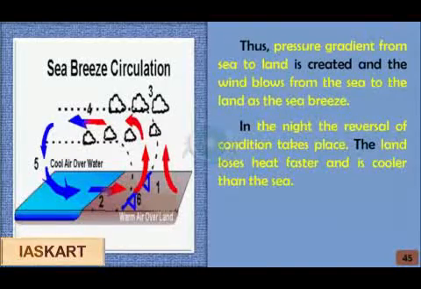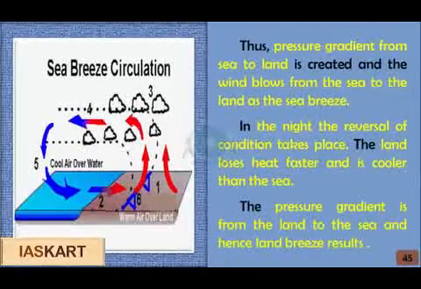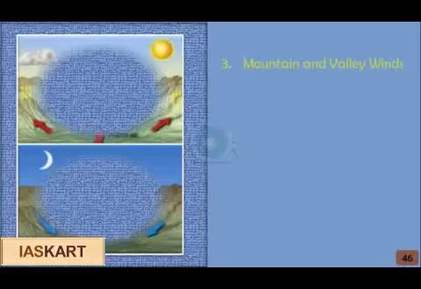The land loses heat faster and is cooler than the sea. The pressure gradient is from the land to the sea and hence land breeze results.